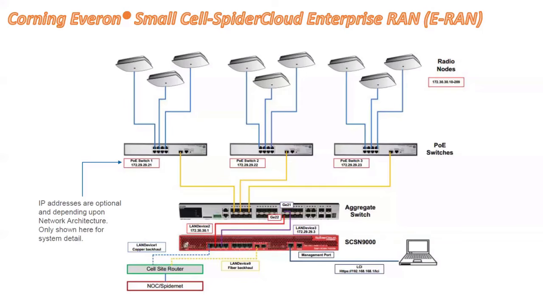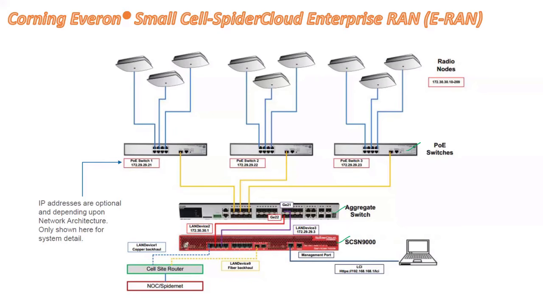So this is the high level diagram of Corning small cell. You can see that there is a service node. The service node is connected to the aggregate node, the aggregate node is connected to the PoE, and the PoE is connected to the radio nodes, right? We'll discuss all these components in detail in the next few slides, but this is the high level block diagram.